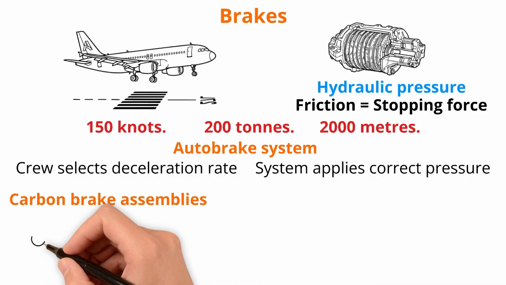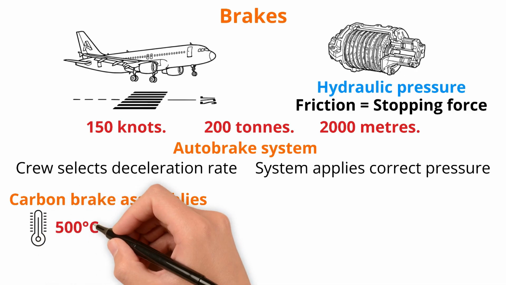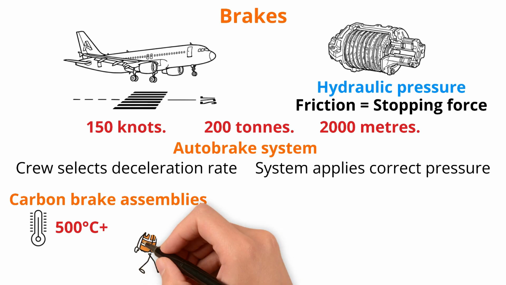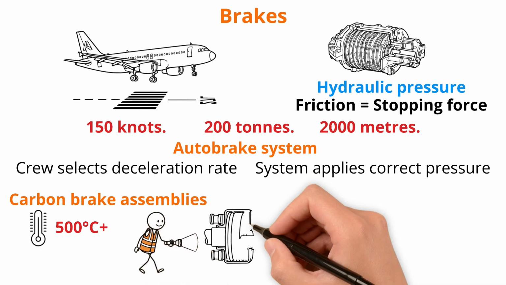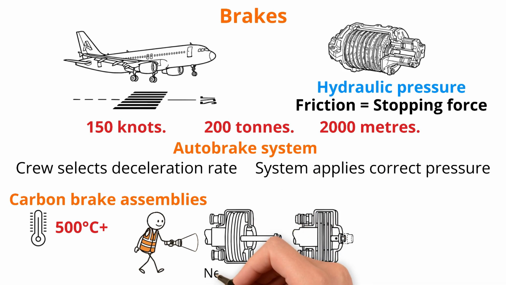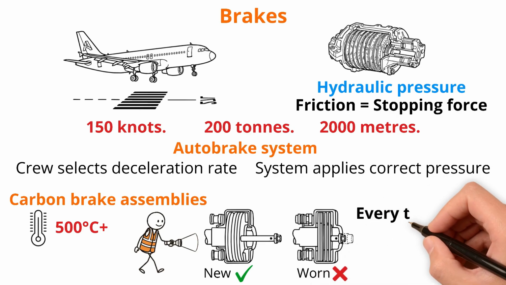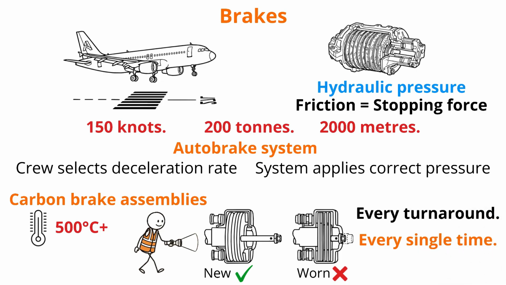Modern aircraft have auto-brake systems. The crew selects a deceleration rate before landing, and the system automatically applies the correct hydraulic brake pressure to achieve it. There are also carbon brake assemblies. Extremely high performance, extremely high temperature. After a heavy landing, brake temperatures can exceed 500 degrees Celsius. As an AME, brake condition and hydraulic brake pressure are checked on every turnaround, every single time.